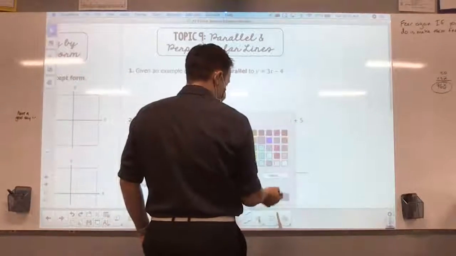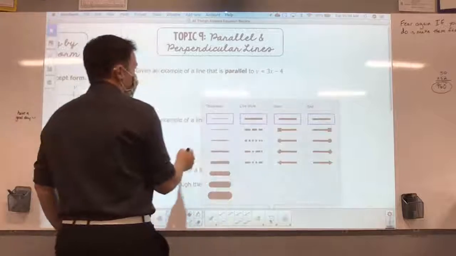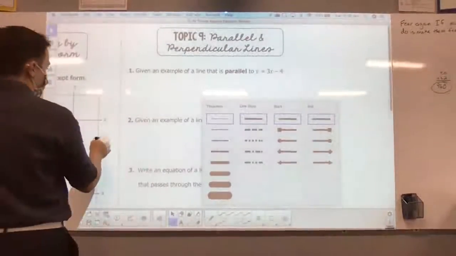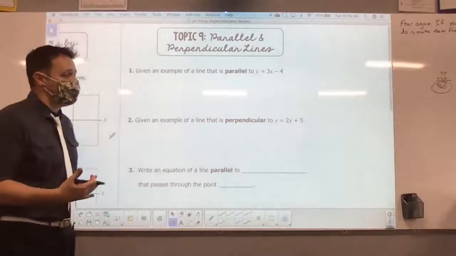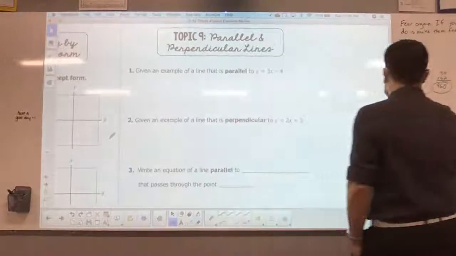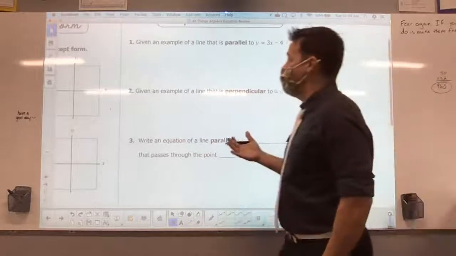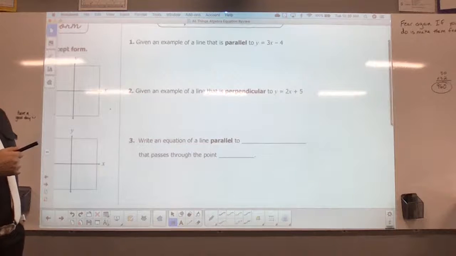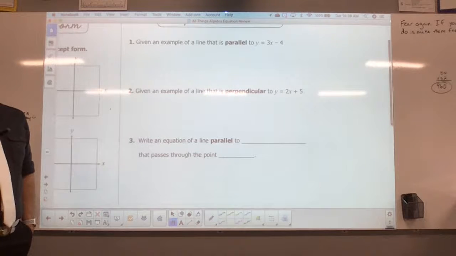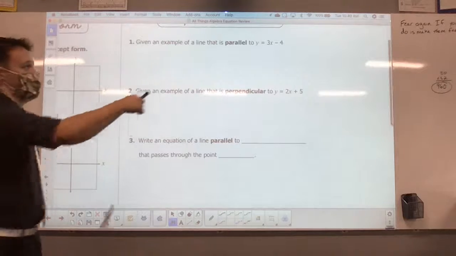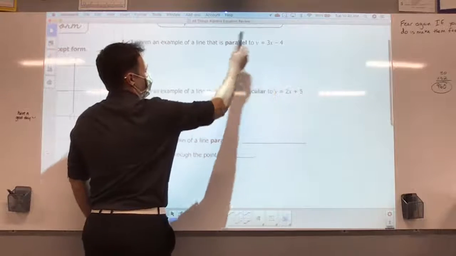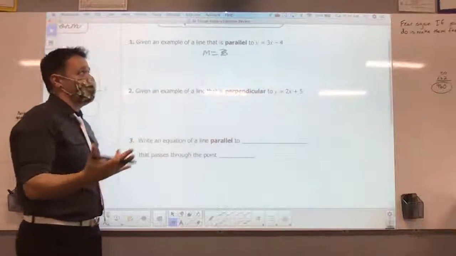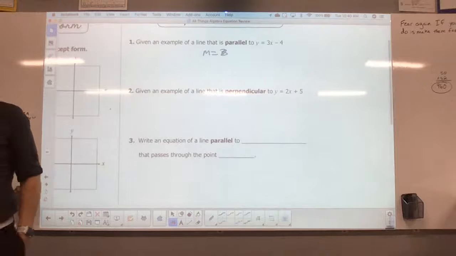A couple things for today. Please make sure as you're going through this, I want you to understand this one's a relatively simple lesson. It's not going to challenge you too much. I just want you to give me an example of a line that is parallel to the equation that is listed. So what is the slope of this equation? The slope is 3. All I want you to do is give me another equation that is parallel to that line.